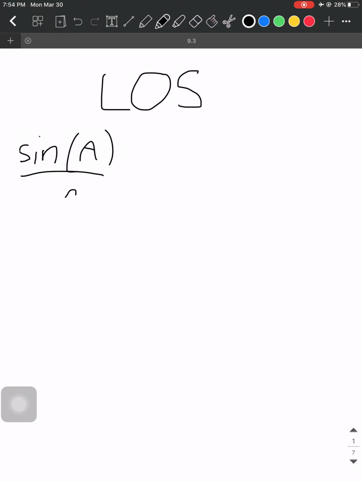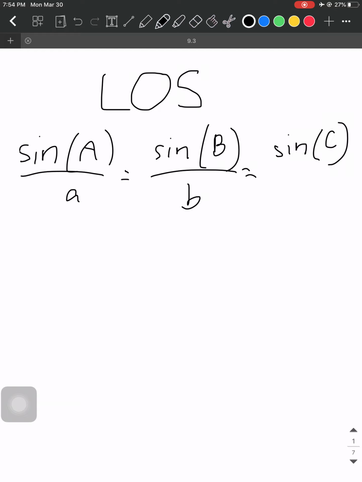Hi guys. Last time we learned about the law of sines. As an abbreviation, let me put LS here. It tells us that sine of A divided by a equals sine of B divided by b, and equals sine of C divided by c.